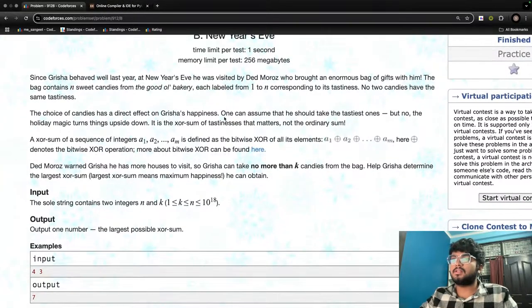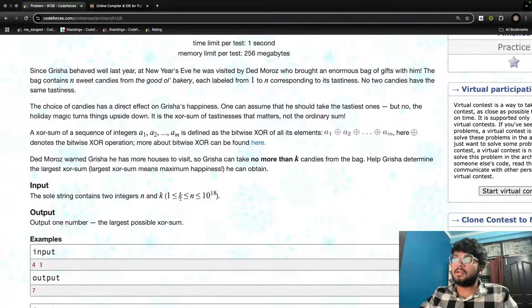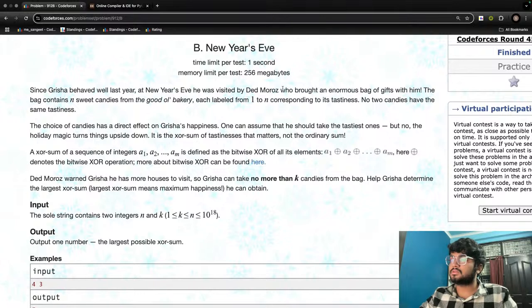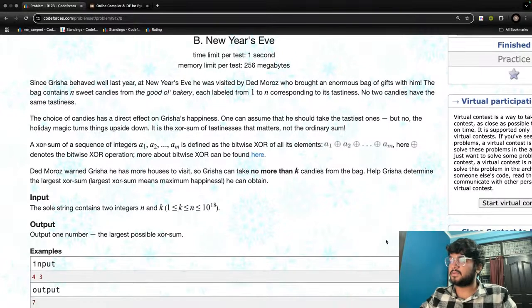So the question says, since Grisha behaved well last year, at New Year's Eve, he was visited by Dead Moros who brought an enormous bag of gifts with him. The bag contains N sweet candies from the good old bakery, each labeled from 1 to N, corresponding to its tastiness. No two candies have the same tastiness.